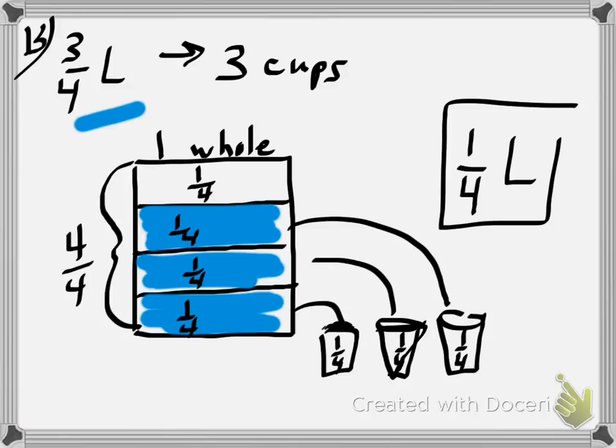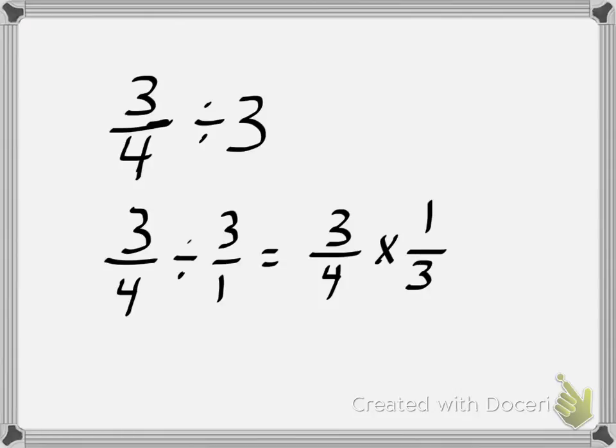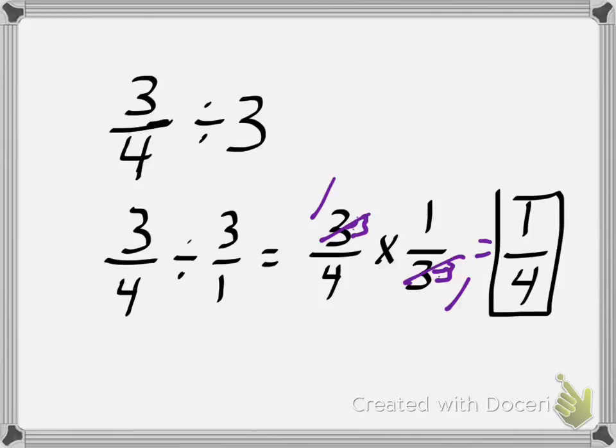So once again, if we take a look at that, we're starting with 3/4 of a liter, and we're dividing that into 3 different cups. So think about it logically. So 3/4 divided into 3 cups, make it a fraction, then keep, change to multiply, and then the reciprocal. And then, of course, we can cancel. Divided by 3 is 1. Divided by 3 is 1. So numerator times numerator, denominator times denominator gives us 1/4.